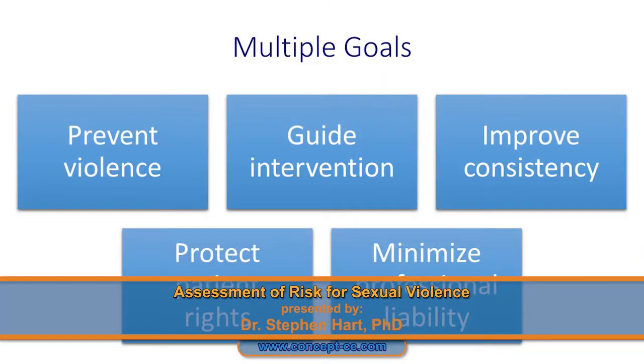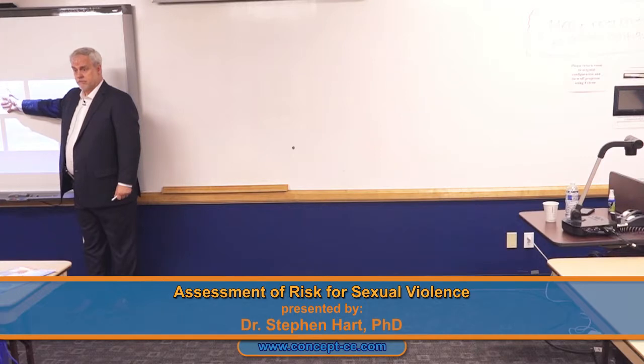But really important to remember a couple of things. First of all, the primary goal is to prevent violence. That's why we're here. We're trying to prevent sexual violence. That's the ultimate objective for us. But along the way, we have to do a couple of things. One of them is we prevent violence by guiding intervention. So our risk assessment procedures have to help us figure out what to do, how to act, how to manage the situation.